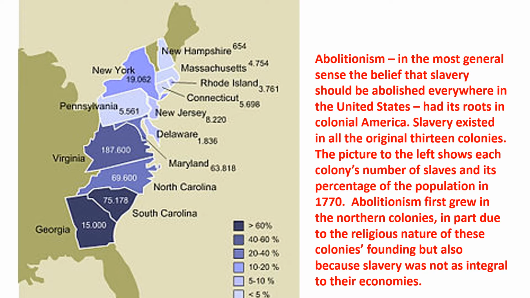Abolitionism, in the most general sense, the belief that slavery should be abolished everywhere in the United States, had its roots in colonial America. Slavery existed in all the original 13 colonies. Looking at the picture here, you can see each colony's number of slaves and that percentage of the population in 1770. So every state had slaves. Abolitionism first grew in the northern colonies, not surprisingly, in part due to the religious nature of these colonies' founding, but also because slavery was not as integral to their economies.